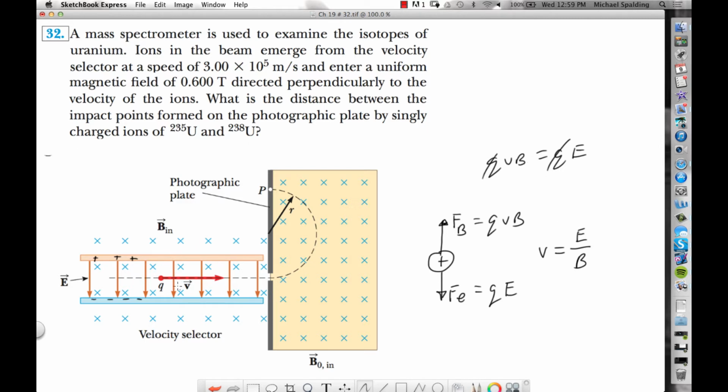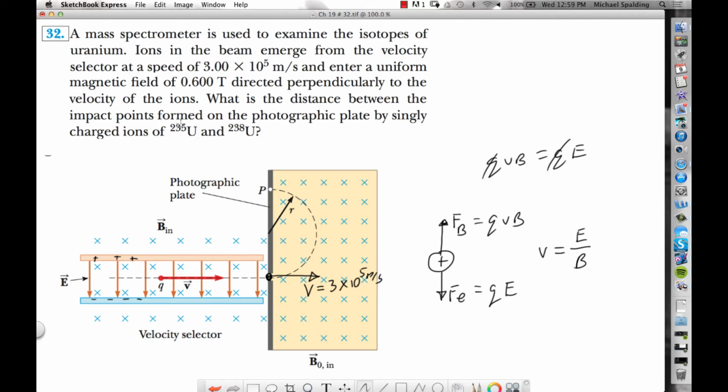Okay, so what's happening in this problem is we have two different isotopes. And you guys remember from chemistry what isotopes are? Same atom, but different mass because they differ in the number of neutrons. So these isotopes come out of the velocity selector. We're given the velocity. When they enter this second region, the velocity is 3 times 10 to the 5th meters per second.